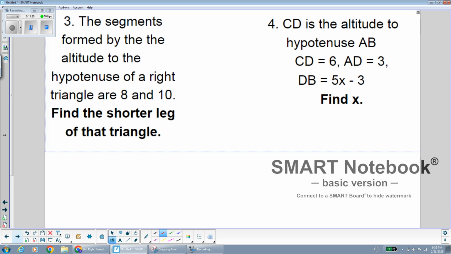I highly recommend that you pause the video and try these two examples for yourself.